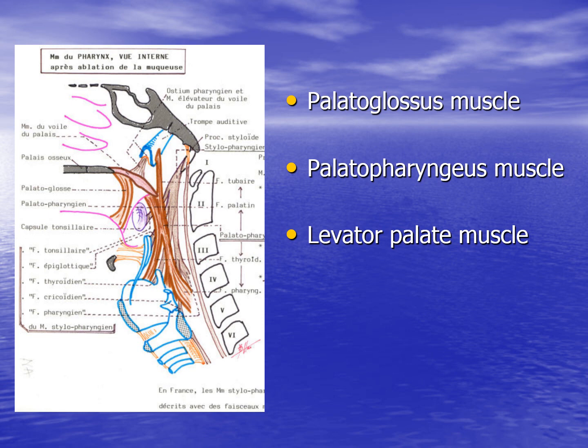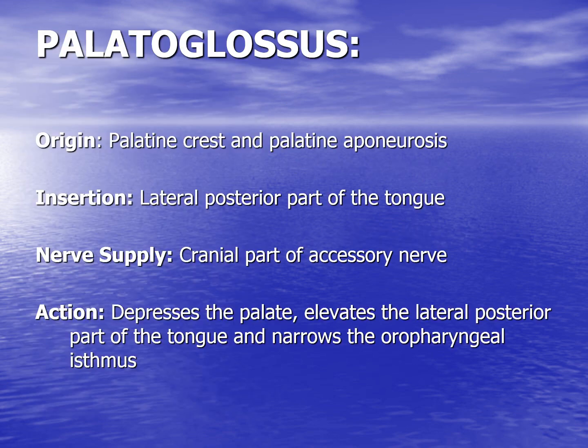What about the levator palati muscle? The origin is the Eustachian tube, insertion into the palate, which part palatine crest and palatine aponeurosis. So what is the action of this muscle? It elevates the soft palate.